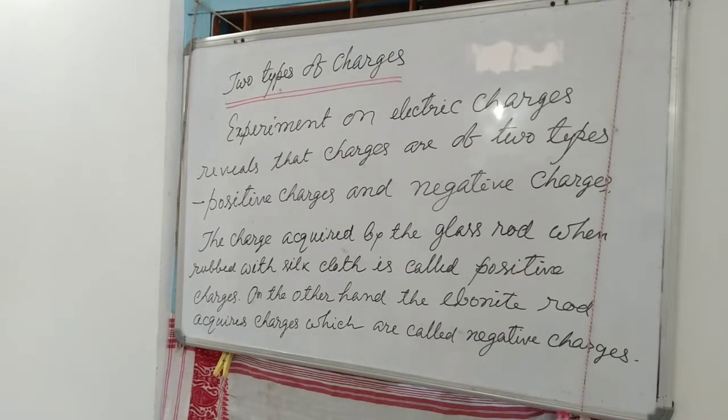Two types of charges. Experiments made on electric charges reveal that charges are of two types: positive charges and negative charges. In the above activities, the charge acquired by the glass rod when it is rubbed with silk cloth is called positive charge. On the other hand, the ebonite rod acquires charges which are called negative charges. So charges are of two types, positive charges and negative charges.